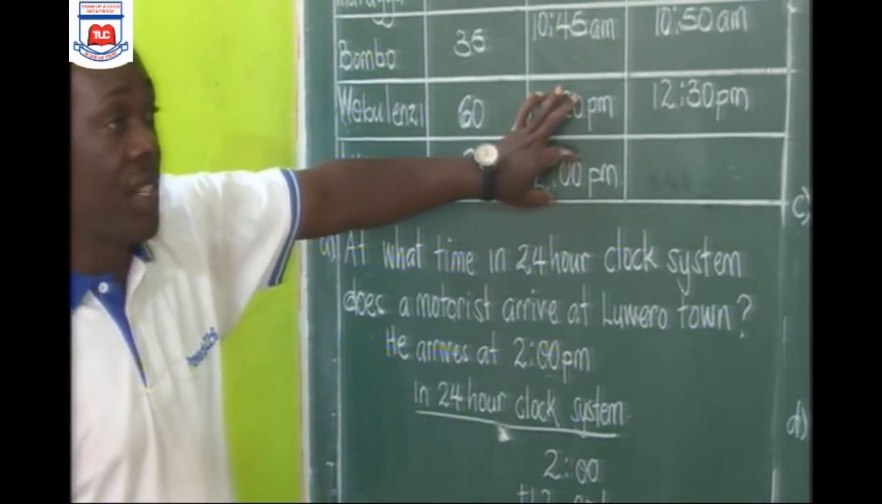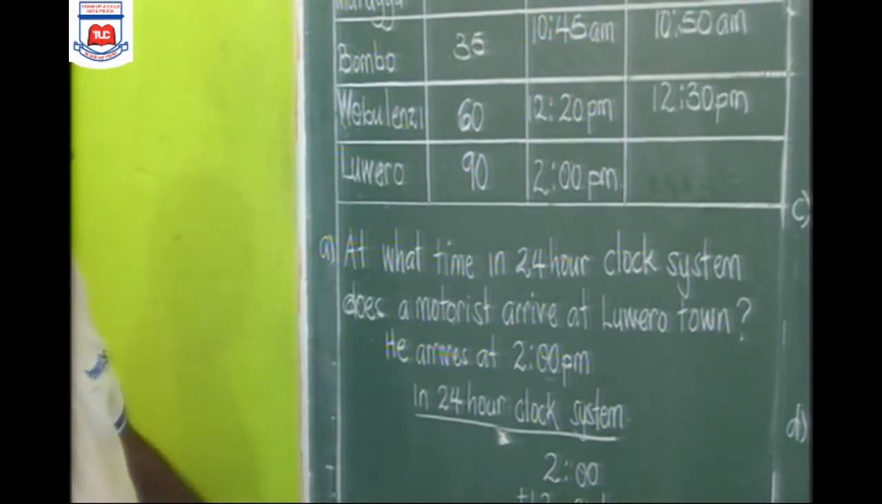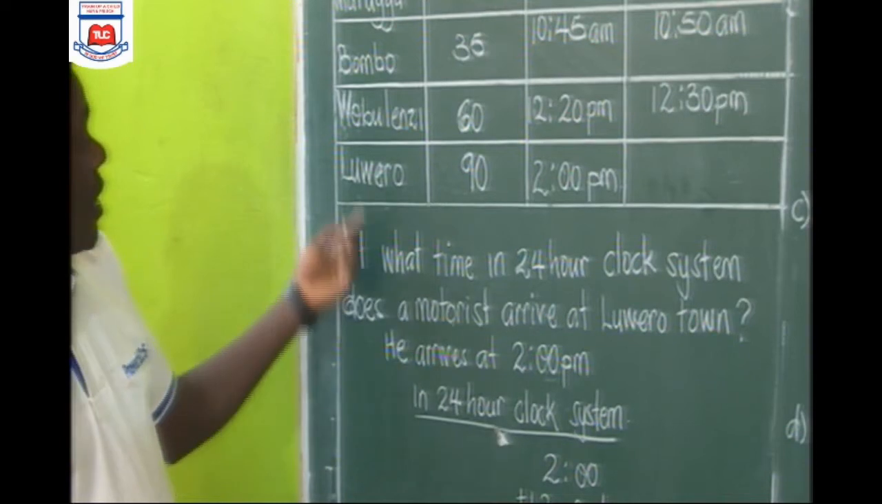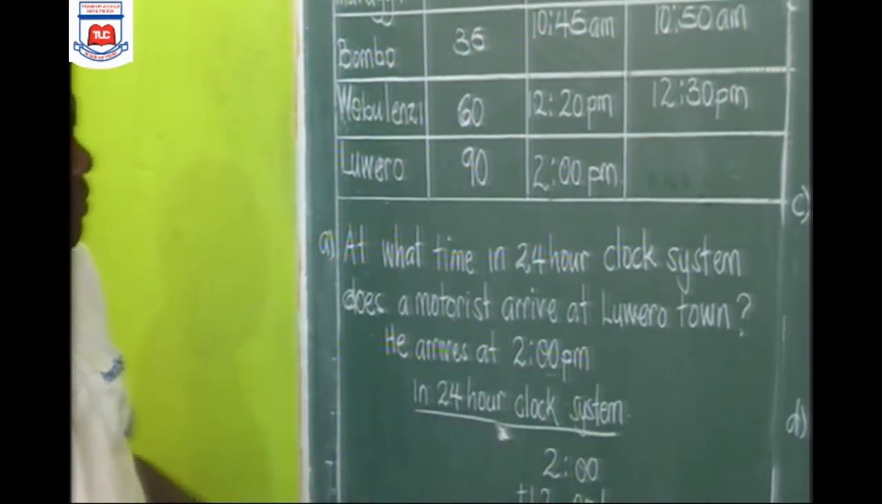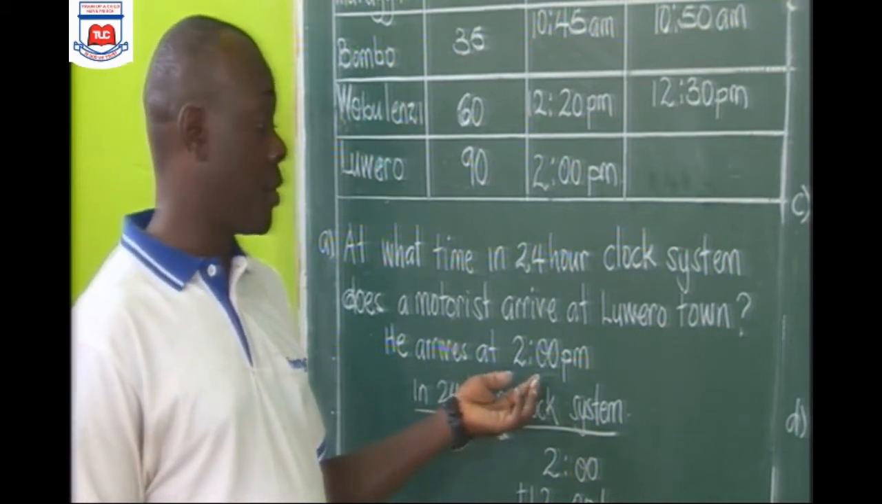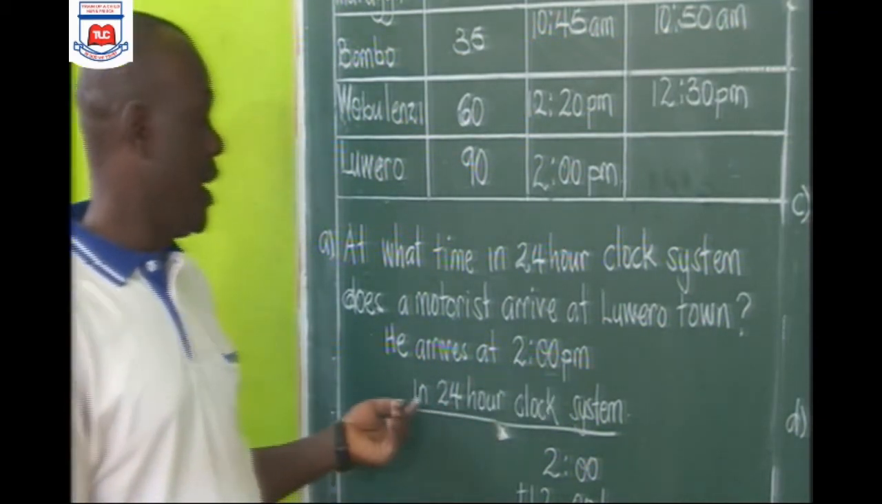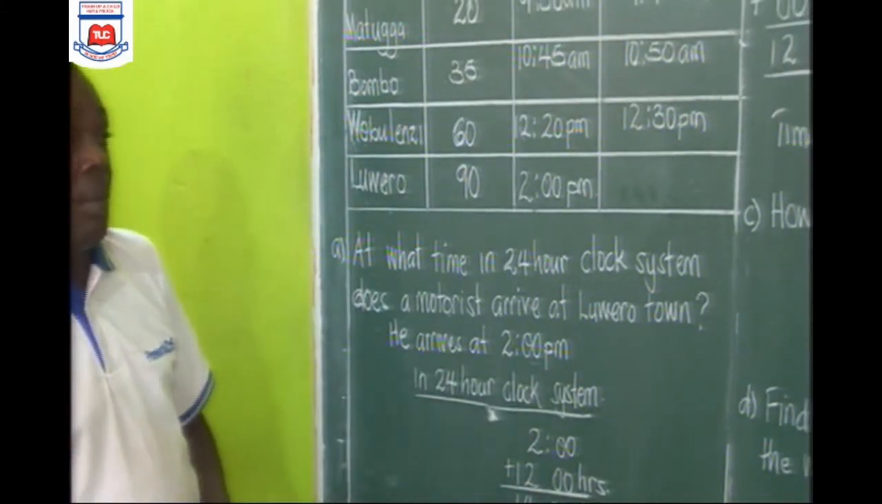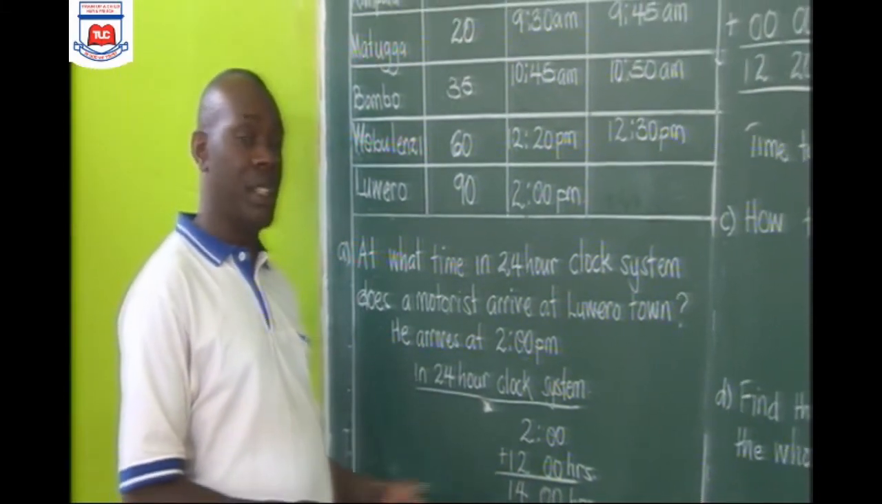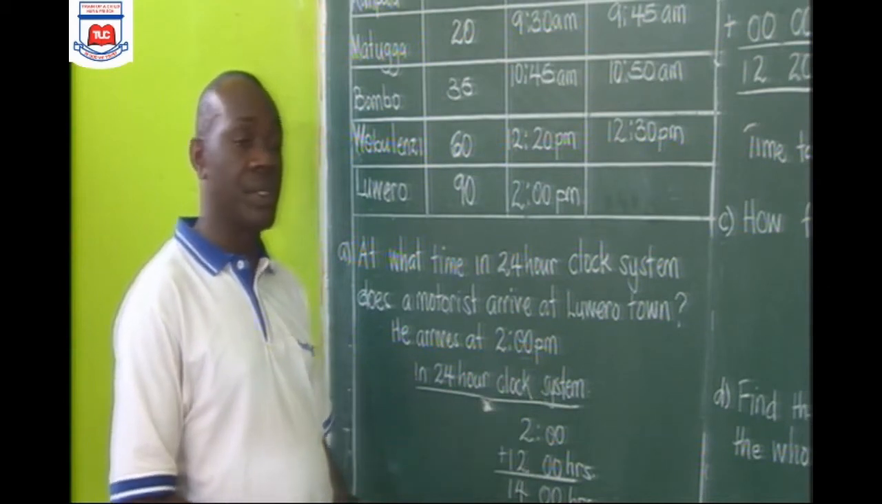Read whatever is here. That's what's called comprehension. You say he arrives at 2 p.m., which is a 12-hour clock system time. Now you say in 24-hour clock system, you must know the meaning of p.m. The meaning of p.m. is afternoon.